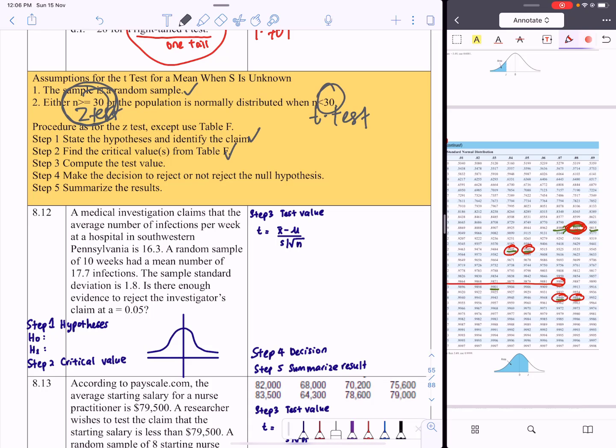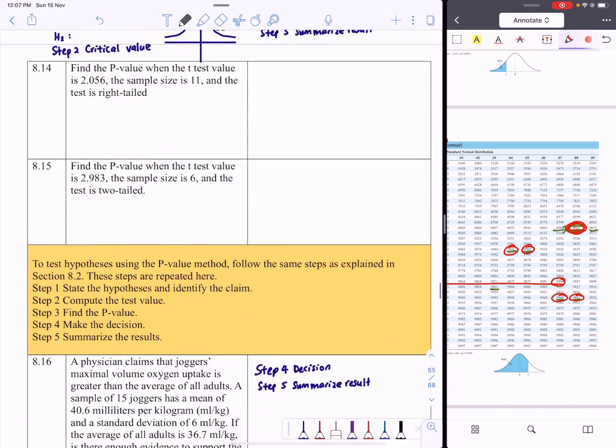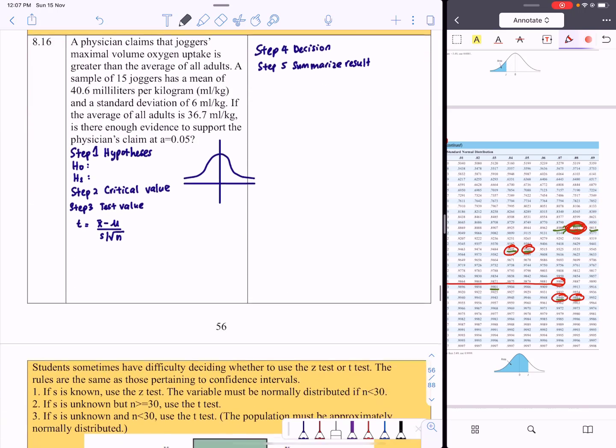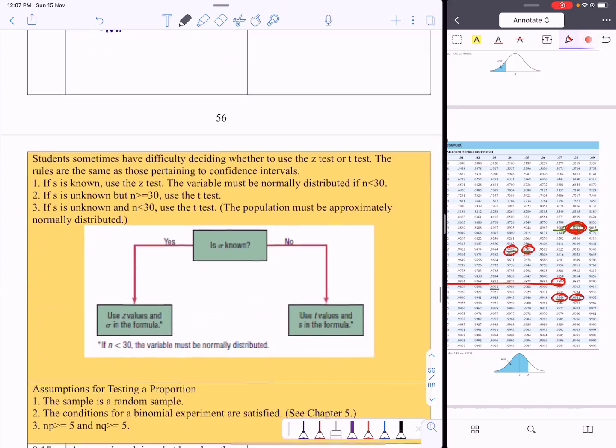This is the step. We still have the same 5 steps you need to follow. I will show you one only, and for the rest you do by yourself. Even for the P value you do by yourself, because it is similar. It is the same thing.